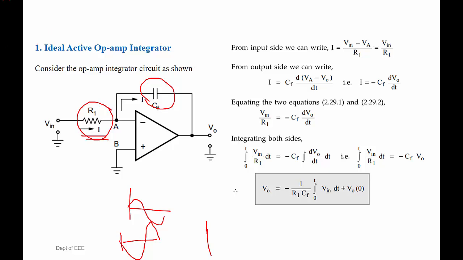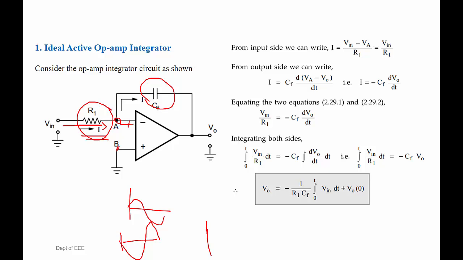So this is how it works as an integrator. Just remove the feedback resistance, connect the feedback capacitance instead, and connect the input resistance. As you know, negative feedback is given, so the virtual ground concept comes into the picture. The potential at this point is termed as 0. So VA minus VB equals 0, or VA equals VB equals 0. We can assume that. And the current flowing through the input side will flow directly through the feedback side. No current will enter the op-amp.